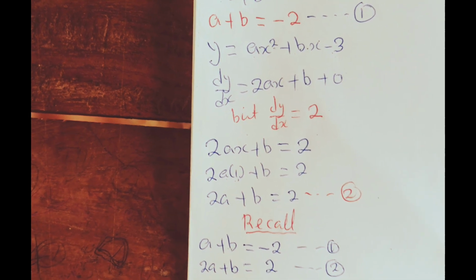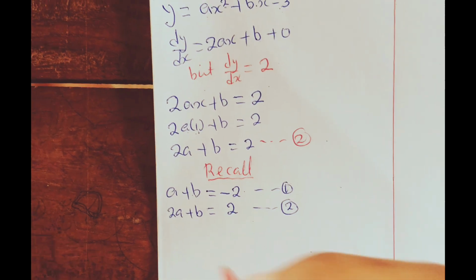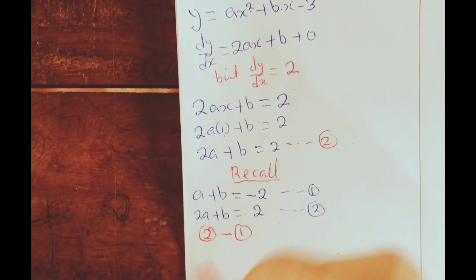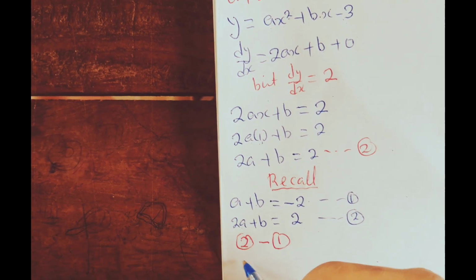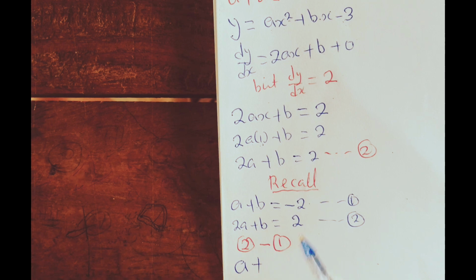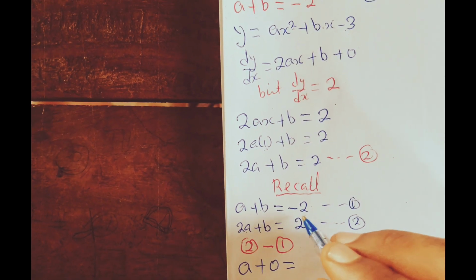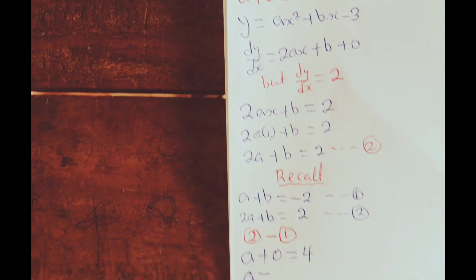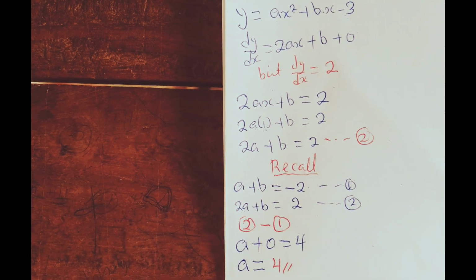So I want to subtract equation 1 from 2. So I'm doing 2 minus 1. So 2a minus a will give me a, plus b minus b will give me 0. Is equal to 2 minus minus 2 will give me 4. So it means that a is equal to 4. A is 4.